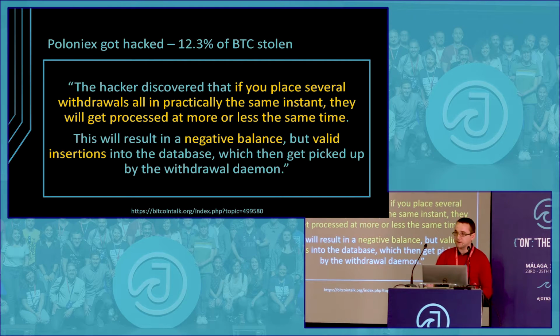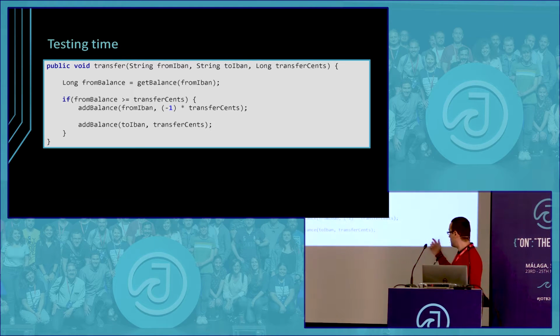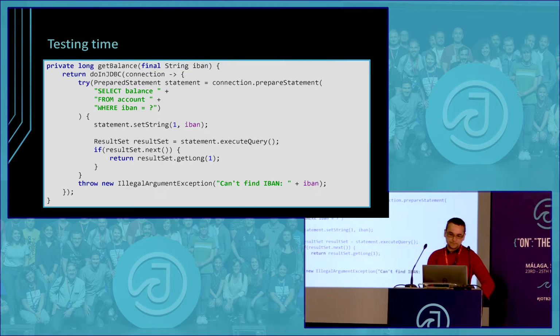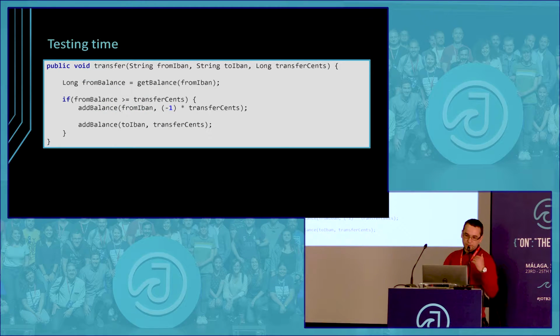So let's see how difficult it is to emulate this. We have a very simple method, a transfer from an account to an account, and we have a sum of money which we can transfer. So what do we do there? The first thing, we're reading the balance. If the balance allows us to transfer that amount of money, we withdraw from the from account, and then we add to the to account.